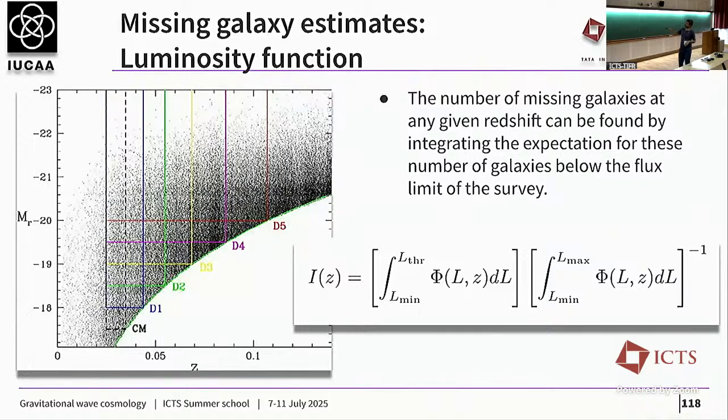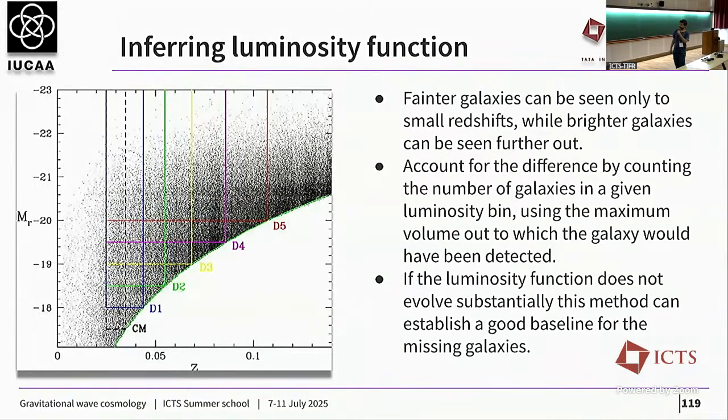Then the question becomes, how do I define what this luminosity function is? Okay. So how much is the number density of galaxies as a function of luminosity? How should I calculate it? So as you know from this plot, fainter galaxies are only seen out to lower redshifts. More massive or more luminous galaxies are seen out to higher redshifts. So based on these kind of plots, you need to calculate what the luminosity function is. So how do you do that, right?